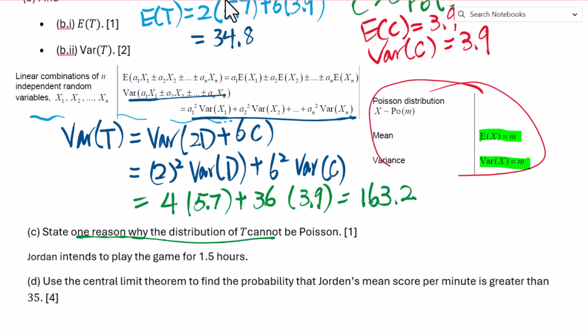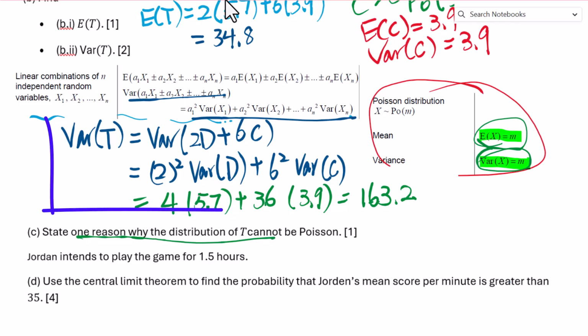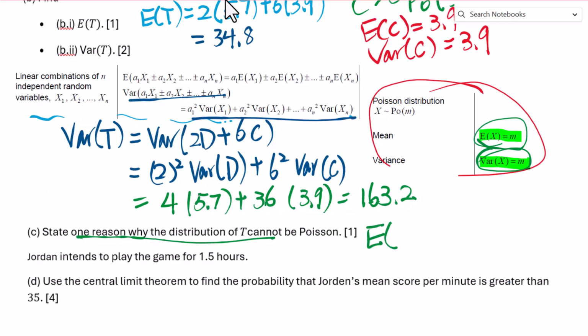State one reason why the distribution of T cannot be Poisson. From this formula, we know for Poisson distribution, E of X equals variance of X. Here, E of T equals 34.8. Variance of T equals 163.2. Definitely, it's not a Poisson distribution because E of T is not equal to variance of T. That's the reason.